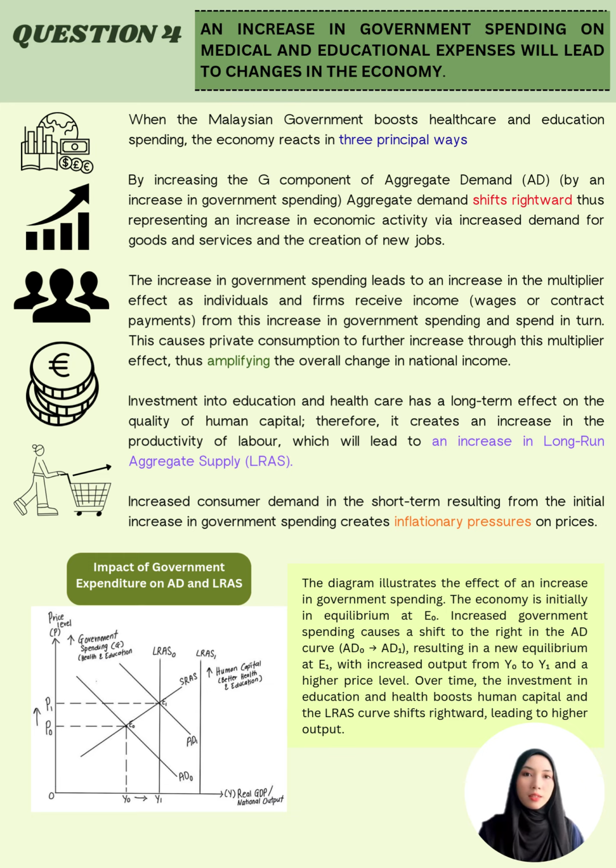Thirdly, in the long run, spending on education and healthcare improves human capital. This means workers become more skilled and productive. As a result, the long-run aggregate supply, or LRS, will shift to the right, increasing the economy's productive capacity. However, in the short run, higher demand may also lead to inflationary pressure, where prices increase. In conclusion, government spending boosts economic growth in both the short run and long run, although it may cause some inflation initially. Thank you.